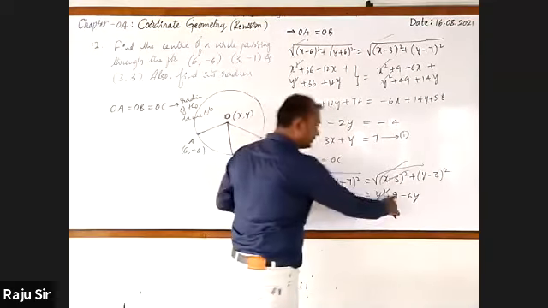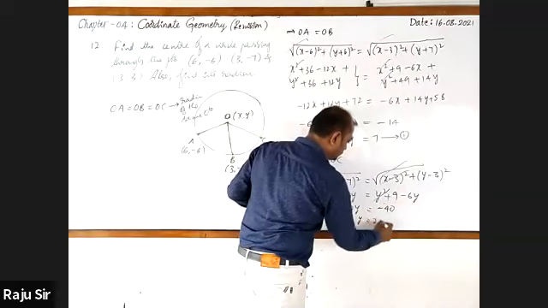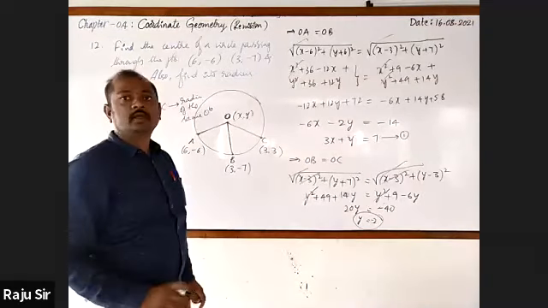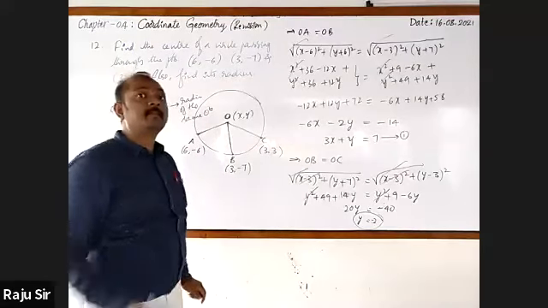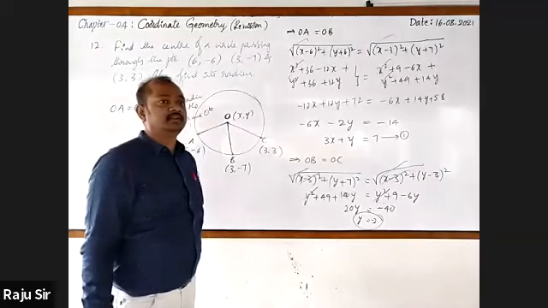9 minus 49 is minus 40. Y is equal to minus 2. Understood? Yes, sir. Any doubt? DK? Achar?